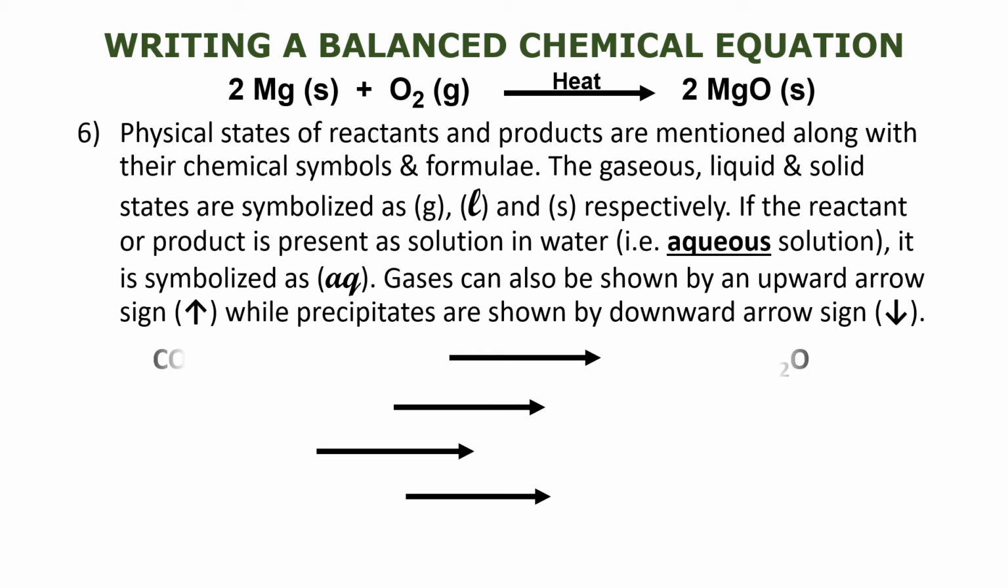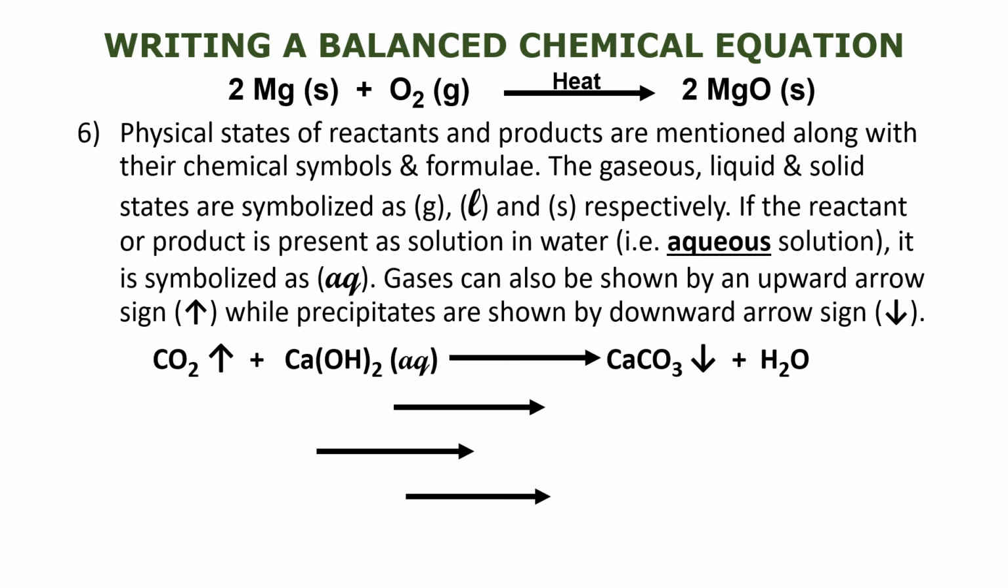So let's see some examples of this. This reaction you learned last year: when carbon dioxide gas is passed through an aqueous solution of calcium hydroxide, you get a white insoluble precipitate of calcium carbonate. If you remember this reaction which you did last year in your acids and bases chapter. As you can see, I have shown the carbon dioxide gas by what sign? Upward arrow sign. So instead of writing G for gaseous, because carbon dioxide is a gas, I have shown an upward arrow sign.